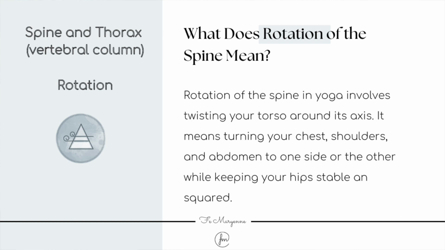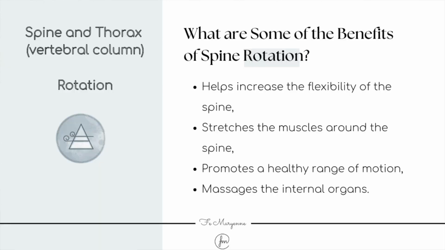Rotation of the spine in yoga involves twisting your torso around its axis. It means turning your chest, shoulders and abdomen to one side or to the other while keeping your hips stable and squared. What are some of the benefits of spinal rotation? This movement helps increase the flexibility of the spine, stretch the muscles around the spine, promotes a healthy range of motion and massages the internal organs.